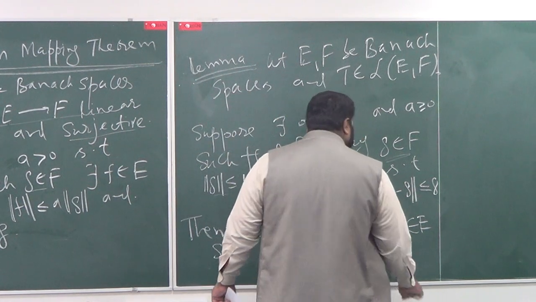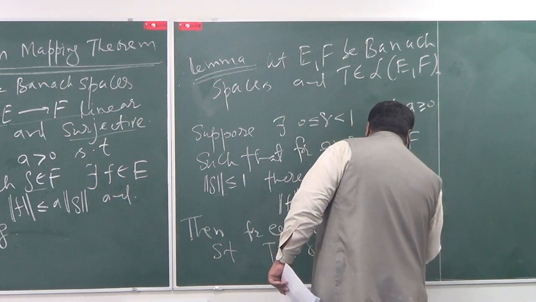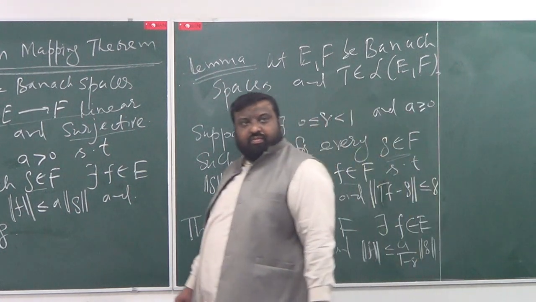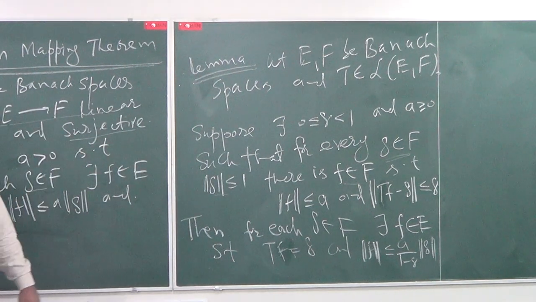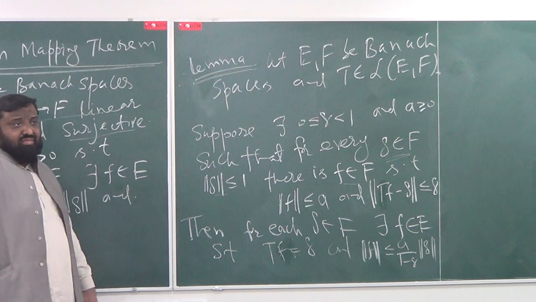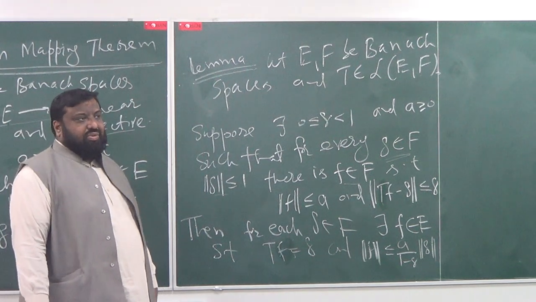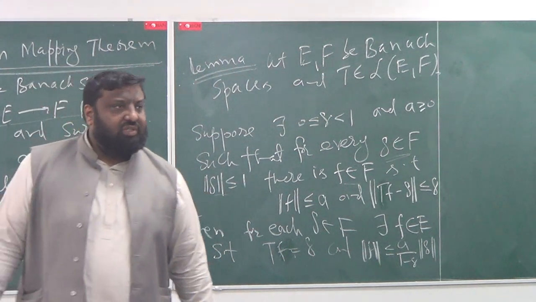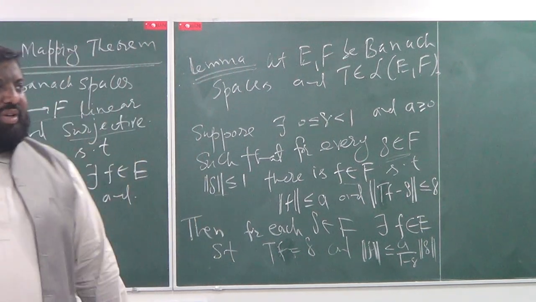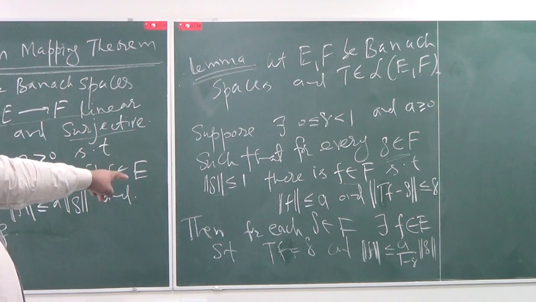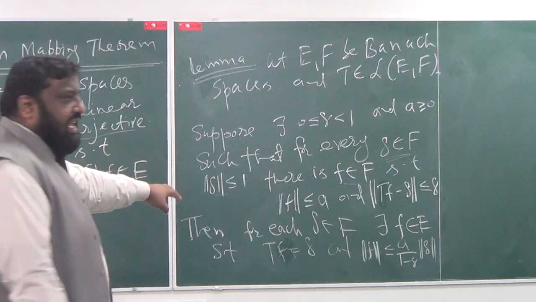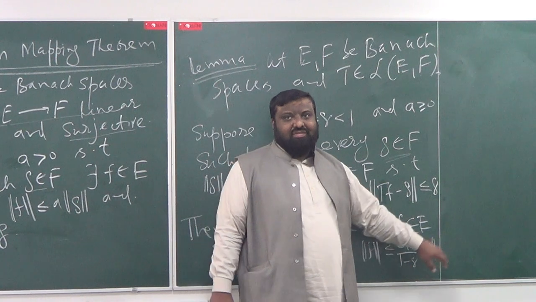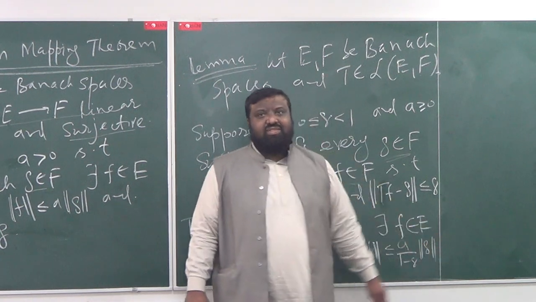The norm of f can be estimated by a over 1 minus q times the norm of T r. So what is the conclusion telling us? How can I interpret the conclusion? The conclusion is telling me that for every g in F, I can have an approximate pre-image actually. So it's like a pre-image, okay? But it's an approximate pre-image, so their sizes are related in this manner.